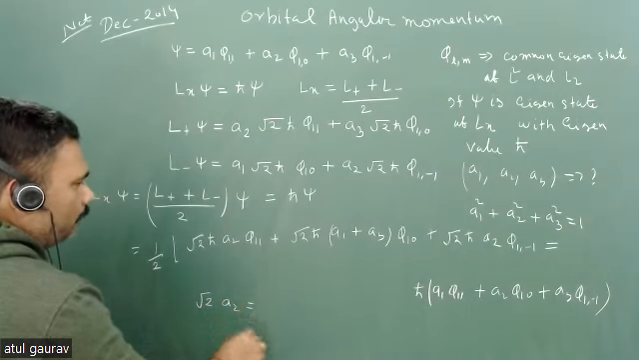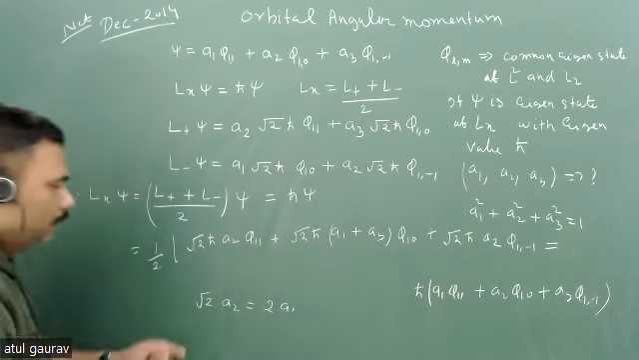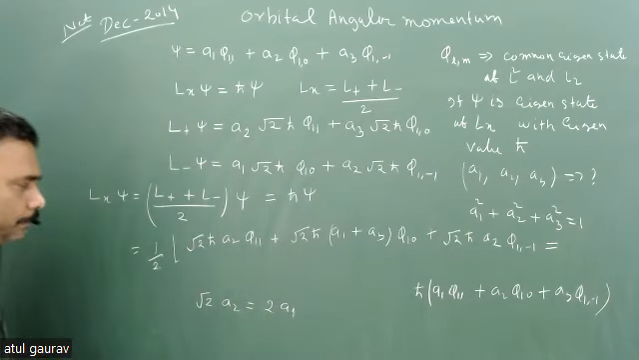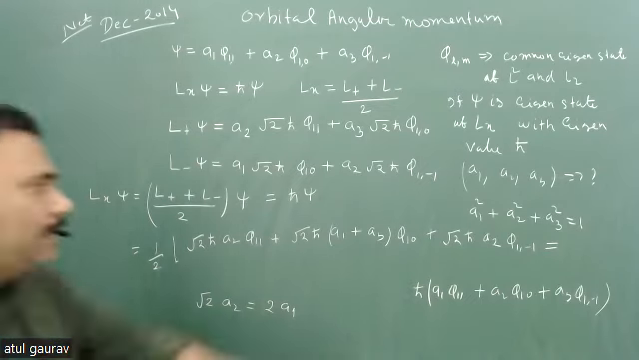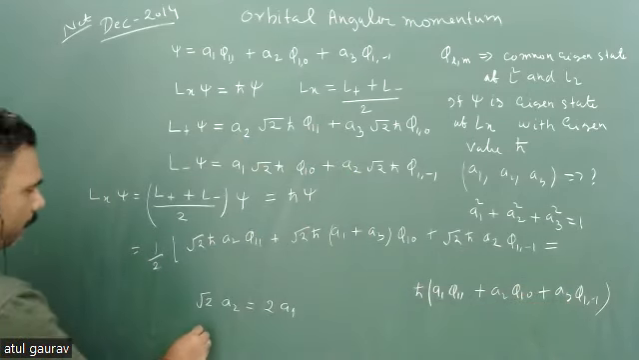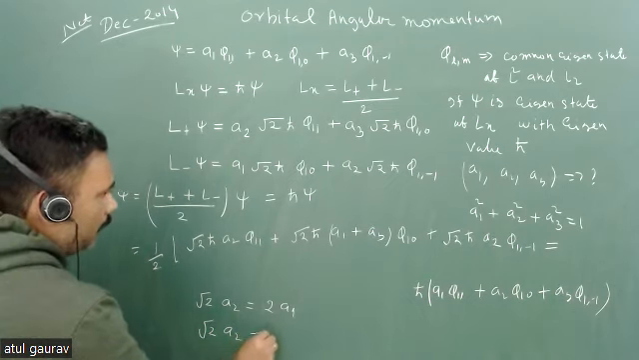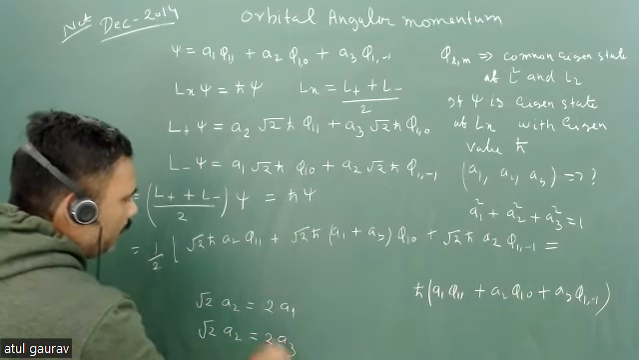A2 must be equal to 2A1. I am just multiplying 2 here. So is that correct? Yes, sir. Next, just try to match this one to this one. So again you have root 2 A2 is equal to 2 A3.